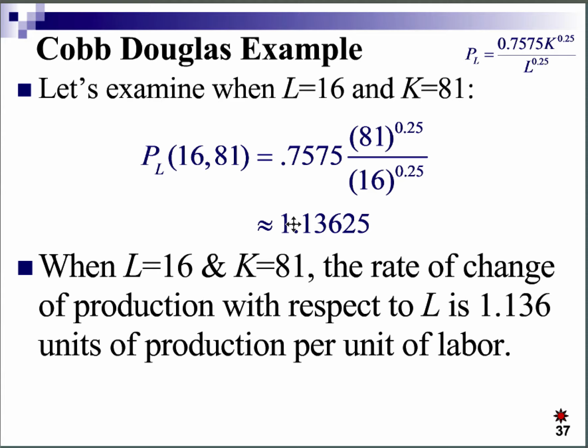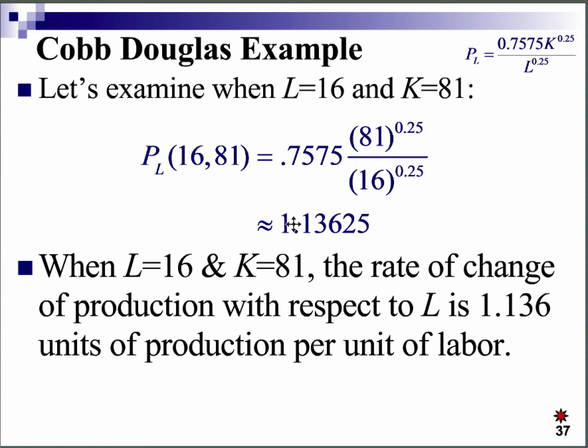They can be $16 and $81. They could be $16 million and $81 million. So the units aren't too important right now. What's more important is how to interpret what the derivatives and what the numbers mean. So when I take 16 for L and 81 for K and plug it into the marginal productivity function, I end up with this series of calculations that you can see here on the screen.